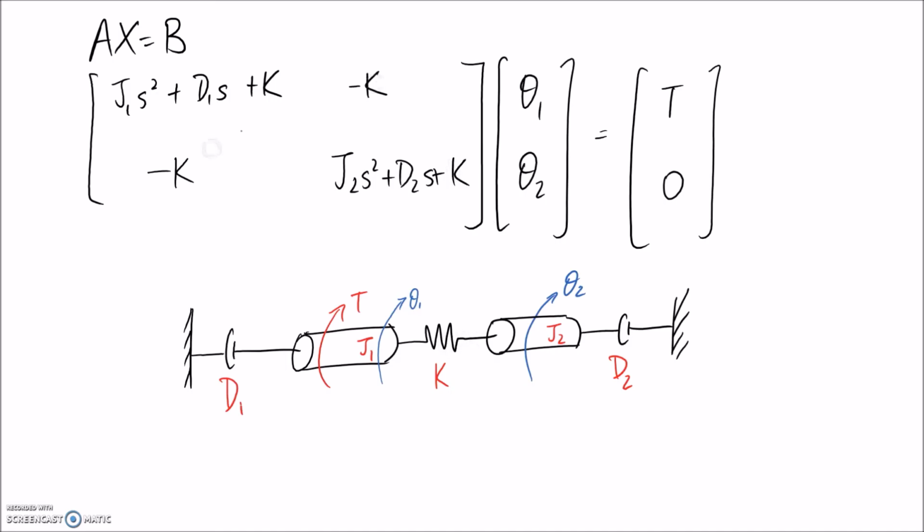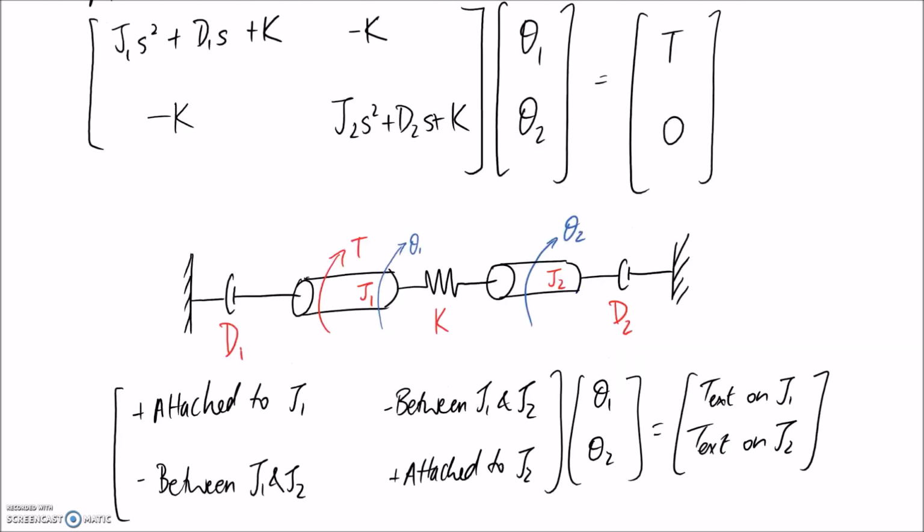And finally, on these off-diagonals, what we're going to find is that we end up with the negative of what's in between the two different parts of the shaft. So between J1 and J2, we've only got a spring, and it's ended up being a negative in there. So that's how you can double check that you've picked up everything in your system, and that you've got the correct signs on everything.